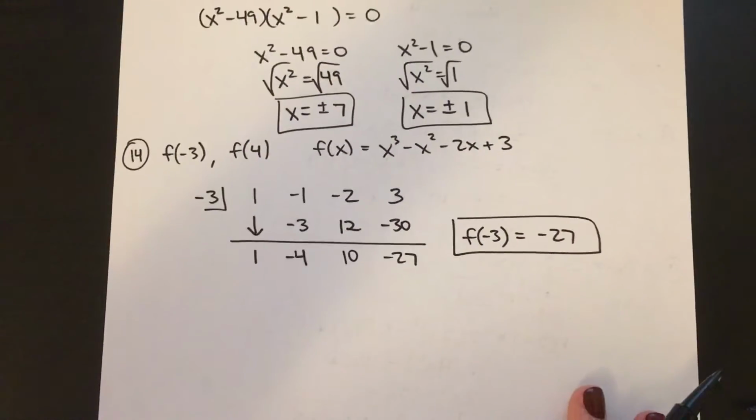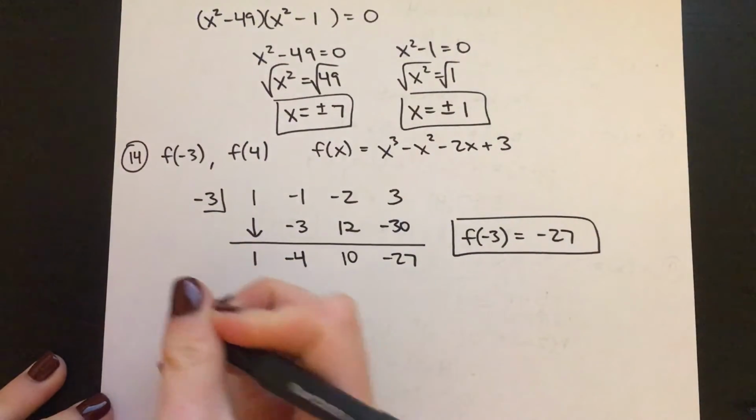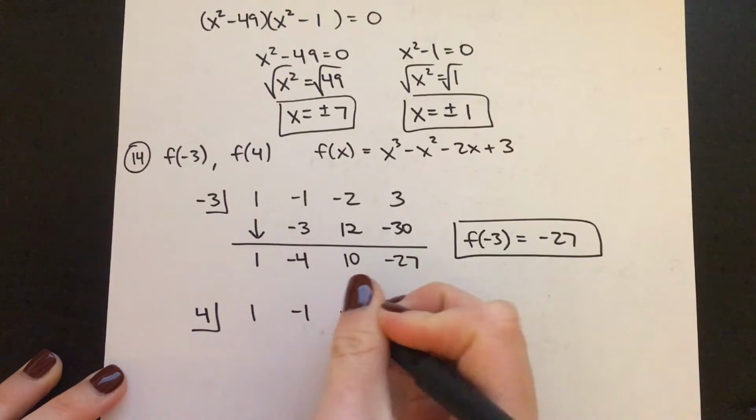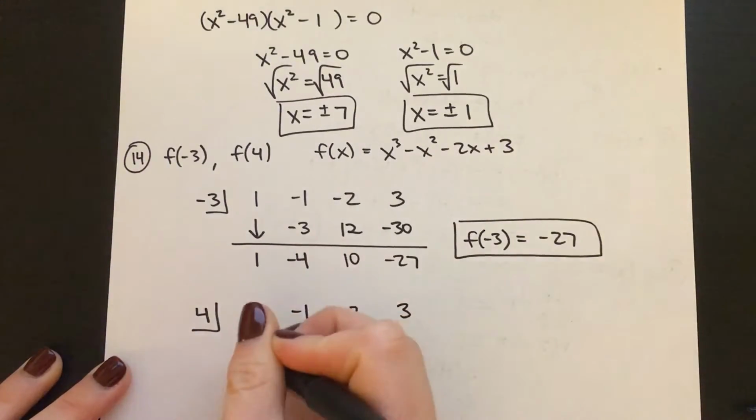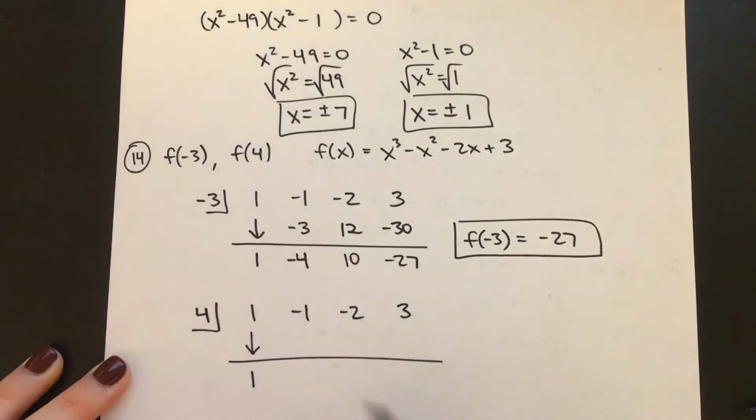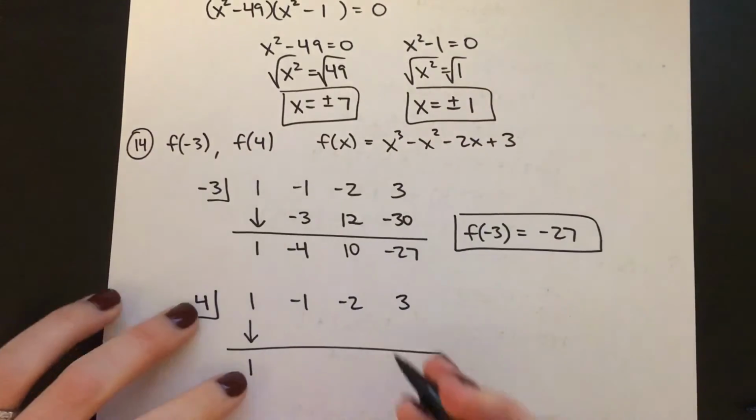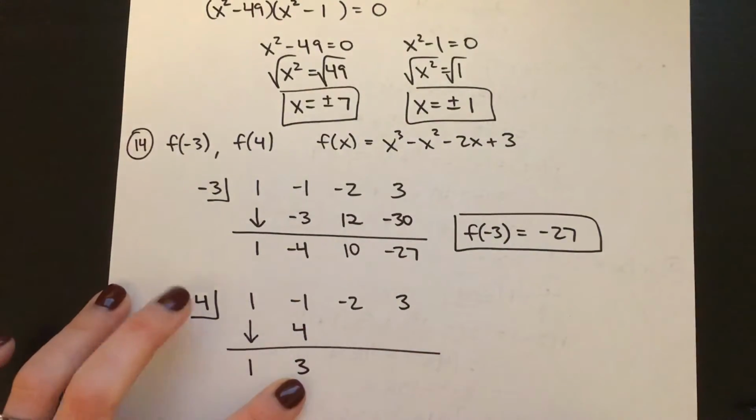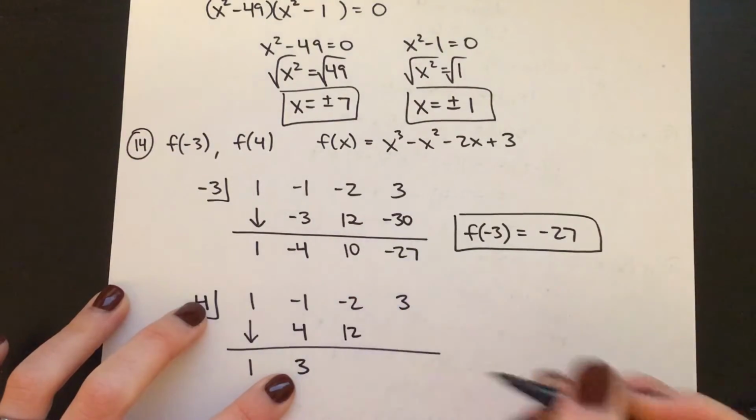Okay, so next one, f of 4. Again, we just put 4 in the little box. Everything else is set up exactly the same. And what we would get if we plugged in 4 is the number that we're going to end up with right here. So 1 times 4 is 4. Add this column, I get 3. 3 times 4 is 12.